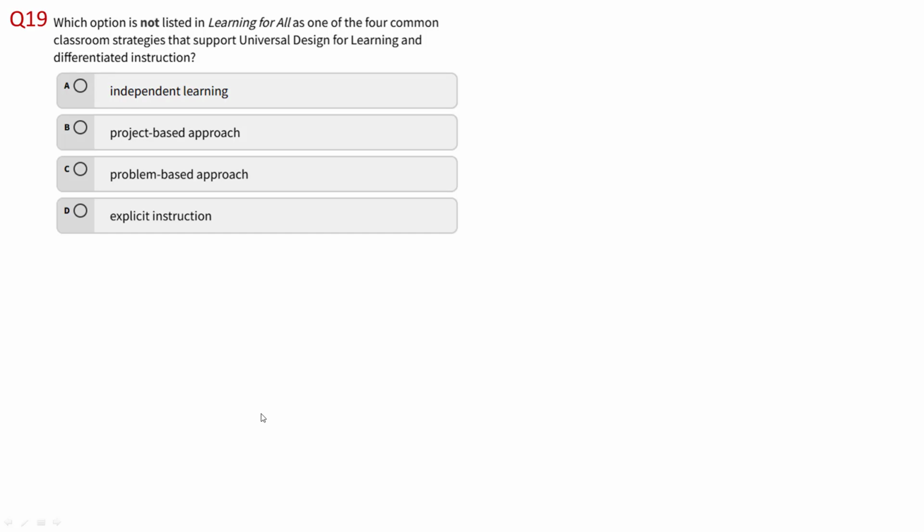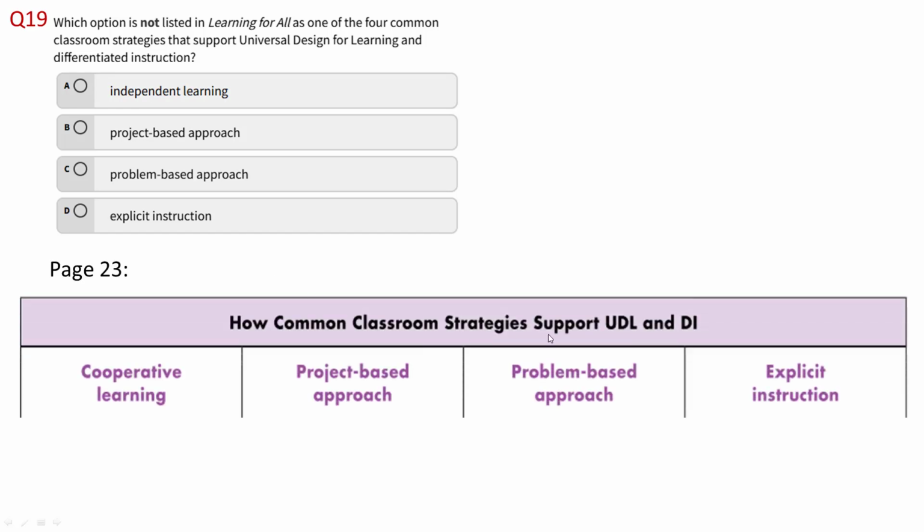Question number 19. Which option is not listed in Learning for All as one of the 4 common classroom strategies to support universal design for learning and differentiated instruction? And this is on page 23. I just took a screenshot of the top part of the chart. So cooperative learning, project-based approach, problem-based approach, and explicit instruction. So see, there's the explicit instruction, problem-based approach, project-based, but see, independent learning is not there. So this would actually, if they were all the same, this would be cooperative learning up here.